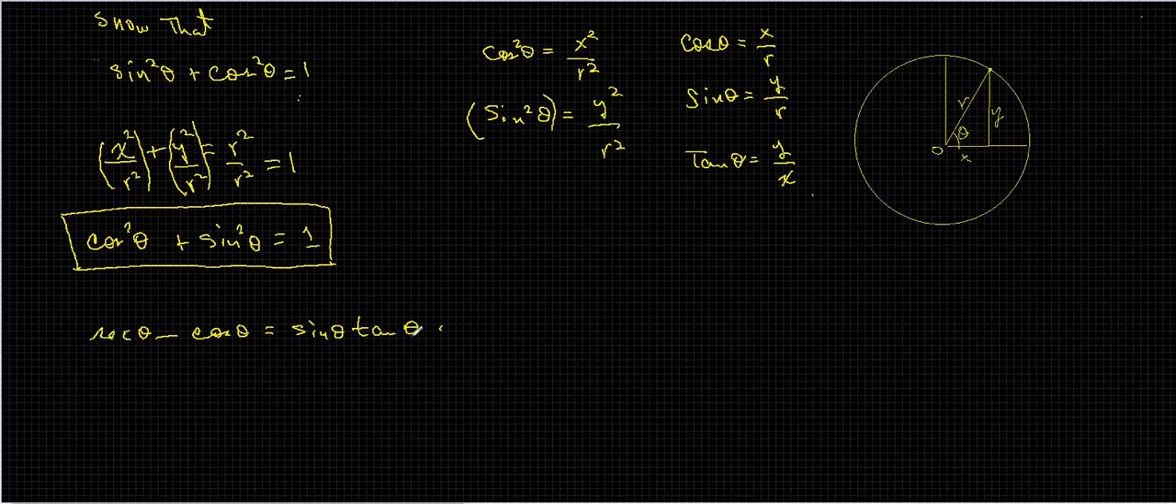Well, now this doesn't seem like it would be equal, so the process here would be to start with a more complicated side. In this case, secant theta minus the cosine theta looks a little more complicated than this side. So what we do is rewrite secant theta as the reciprocal of the cosine. So we're going to have 1 over cosine minus the cosine. And I'm going to try and write this as one denominator.